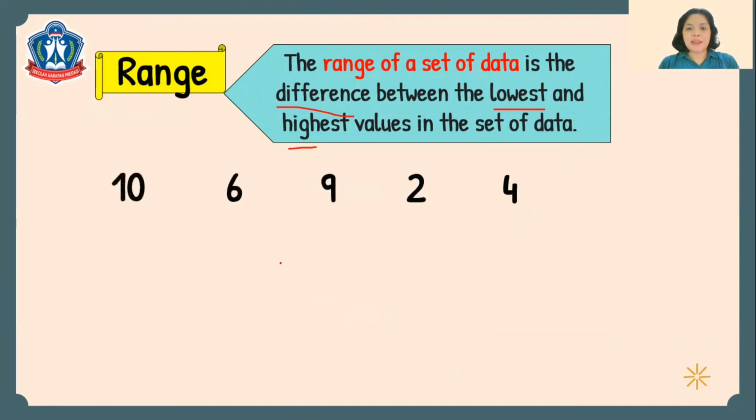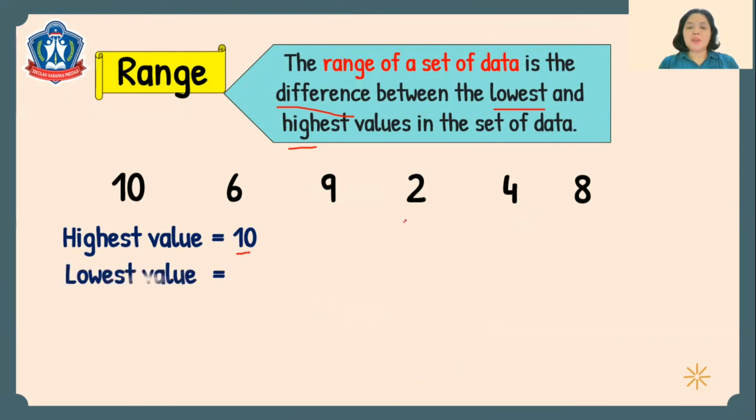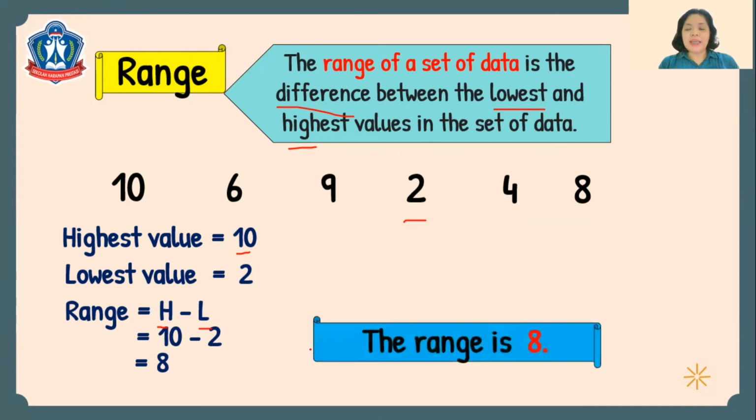10, 6, 9, 2, 4, and 8. What is the highest value? 10. The lowest value? 2. Then subtract. So range is equal to the highest value minus the lowest value, and that is 10 minus 2, which is equal to 8. So our range in this data is 8. So children, that's how to find the mode, median, mean, and range.